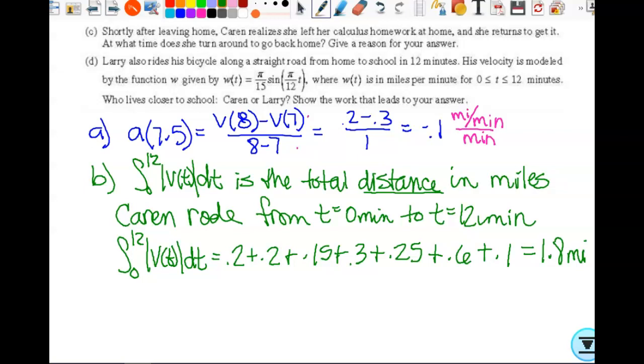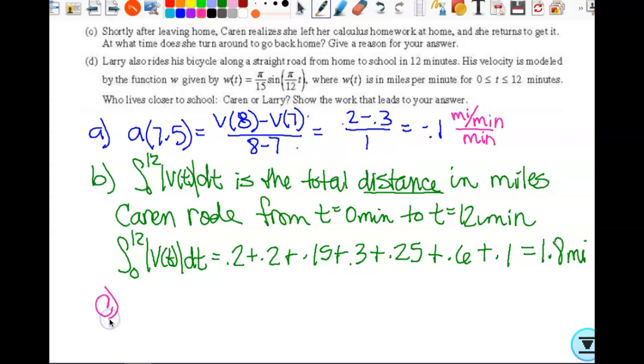What questions do you have? Are we good? All right, so let's talk about C. The calculator part is only on part D anyway, so those of you that take a year to type this in, you might be off the hook on this one.